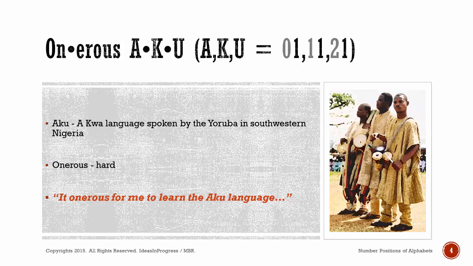The first combination to remember was AKU, and its position was 1. The mnemonic for it was ONerous AKU. Now, AKU is a language spoken by the Yoruba people in southwestern Nigeria. Onerous means hard. In order to remember this mnemonic, remember this image of the Yoruba people and the sentence, "It is onerous for me to learn the AKU language."